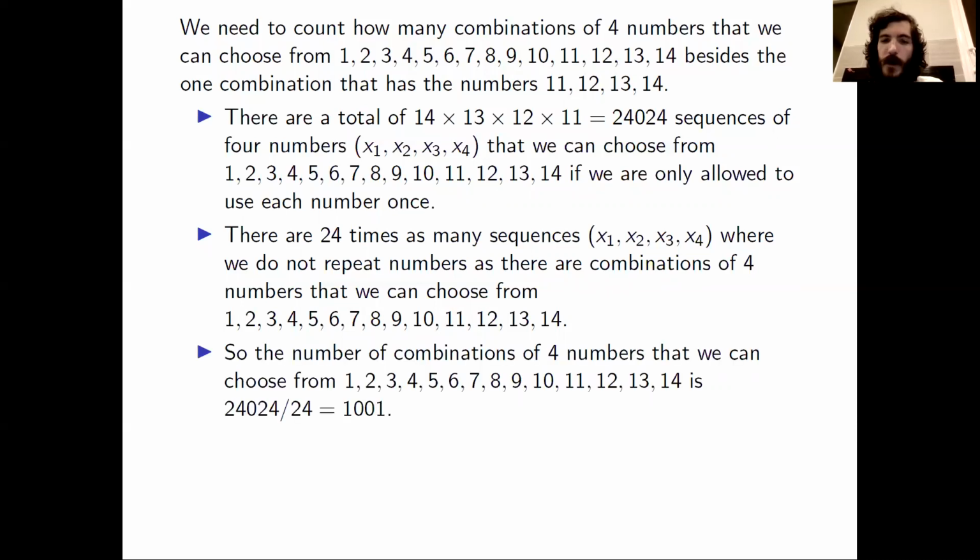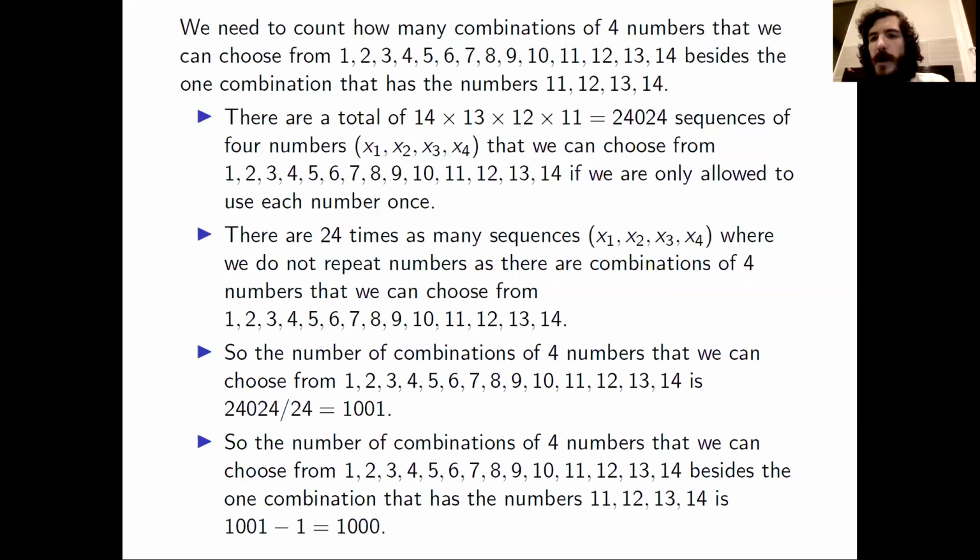So if we want the number of combinations of four numbers that we can choose from 1, 2, 3 up to 14, we can just divide the number in the first bullet by the number in the second bullet. In other words, we get 24,024 divided by 24. And this gives us 1001.